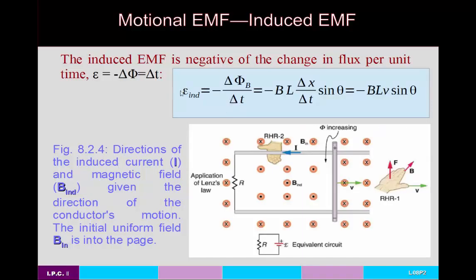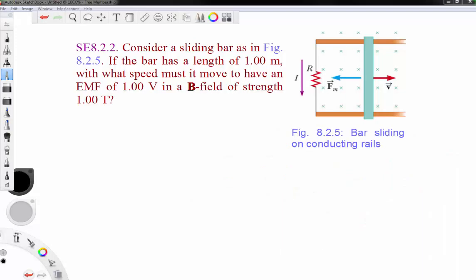Well, the induced voltage, or the induced EMF, is given by negative BLV sine theta. So what that means is that we can rearrange this equation to get what the speed v is from the induced voltage that we desire plus B and L and sine of theta. So if we do that, then what we get is that the speed is going to be the induced EMF divided by the magnetic field times the length times the sine of theta.